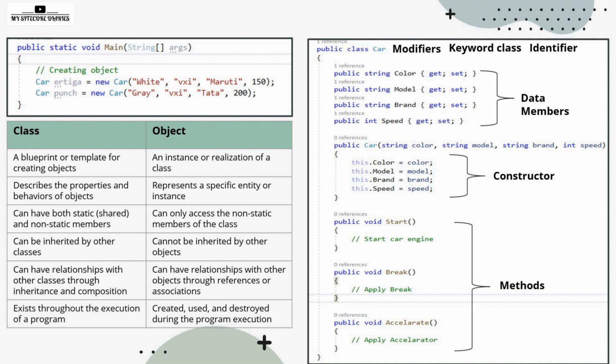A class exists throughout the execution of the program, whereas an object is created, used, and destroyed during the program execution. How it will be done, again we will have to do a separate video for that, as I'm saying again and again. So it is a series of videos which will come now with object oriented programming.